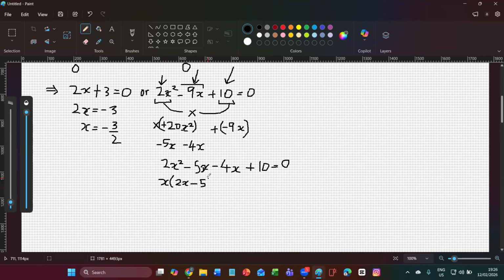Minus 5. Okay. And when you are doing this, you have to make sure that the second bracket looks exactly like this first one. So what is common between minus 4x and plus 10? Minus 4x plus 10. 2. Yeah, but not just 2. Instead, minus 2. If you don't pick minus 2, you know what will happen.